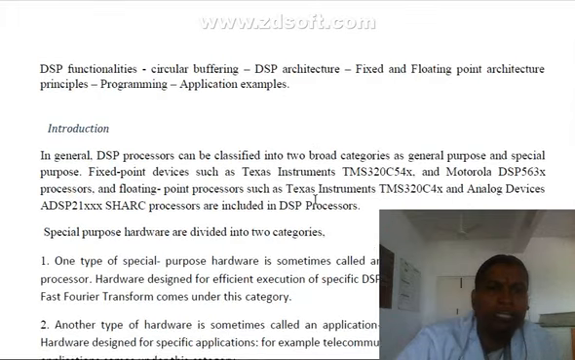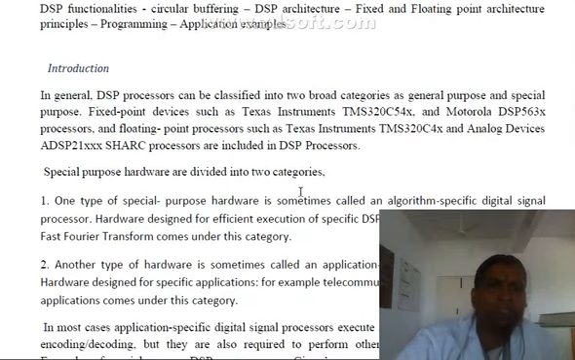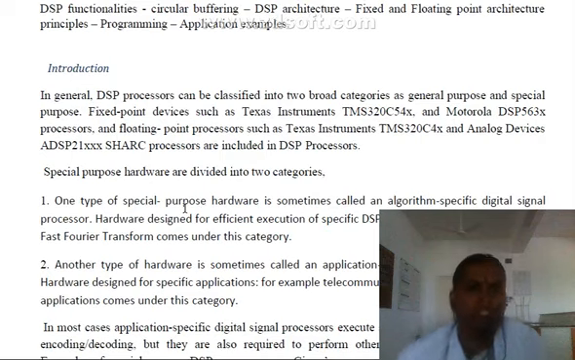Basically we have to study that architecture. It is a special type of architecture. In general we have broad categories. There are two types of broad category: one is general purpose and the other is special purpose.